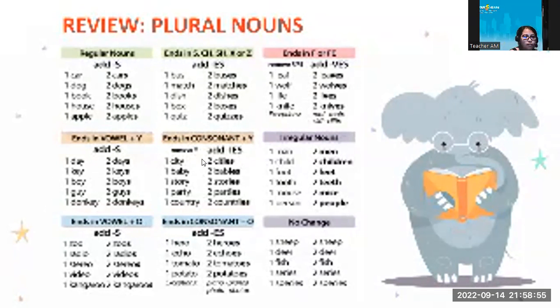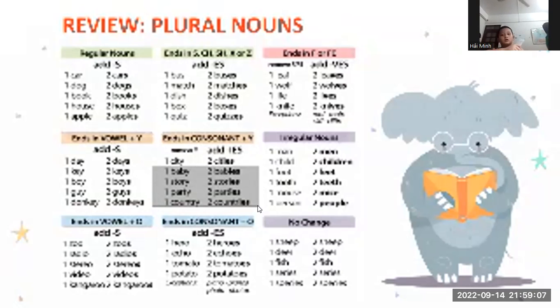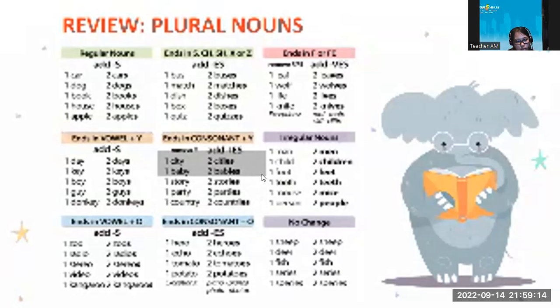So now we have here consonant. That's the opposite of vowel. We just remove Y, then add IES. One city, two cities, one baby. Can you please read? Two cities. Continue to read. One baby, two babies, one story, two stories, one party, two parties, one country, two countries. Do you understand?